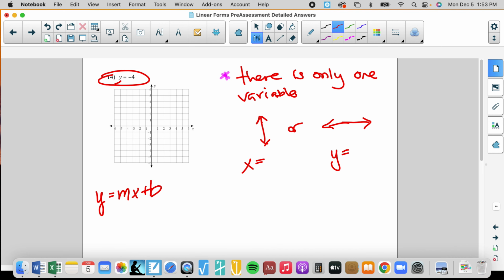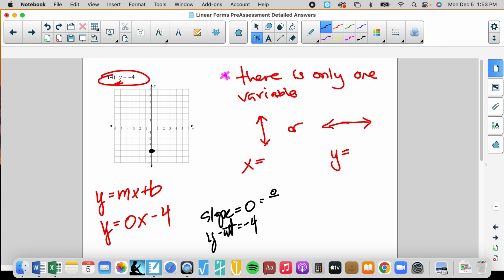How do I know that? Because y is isolated. It doesn't have an x value, so that tells me that the coefficient of x must be 0. That's why I don't see an x value. And if it's in this shape, I should know immediately that my slope equals 0 and my y-intercept equals -4. My y-intercept is -4. I'm going to make a dot at -4, and then I'm going to use my slope.